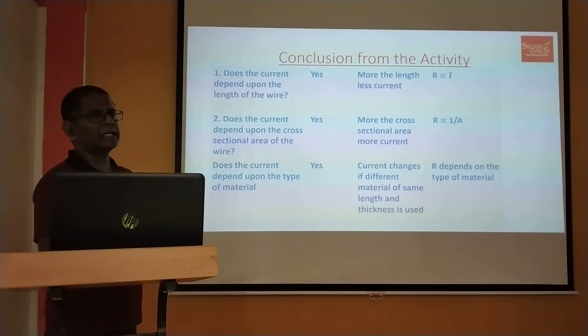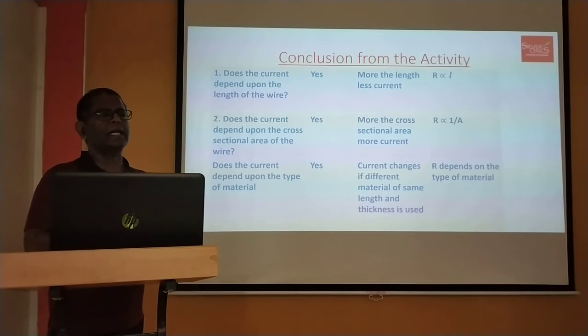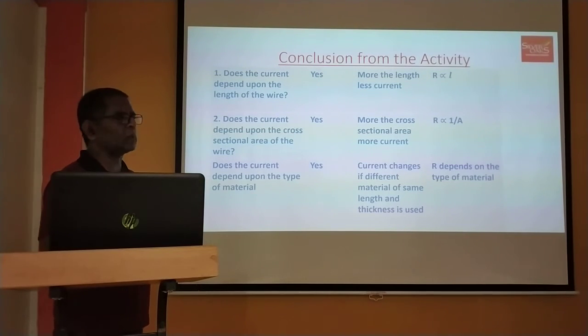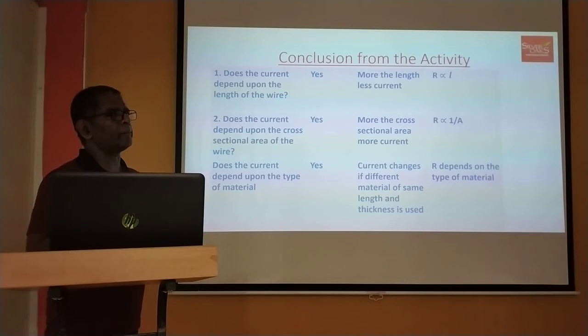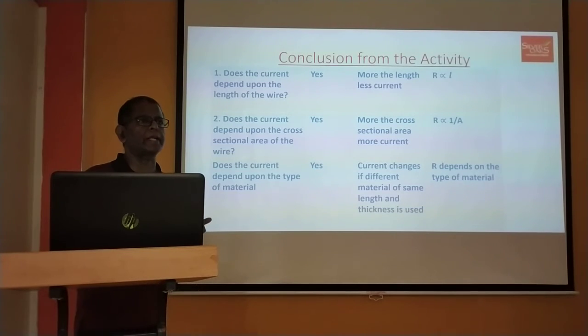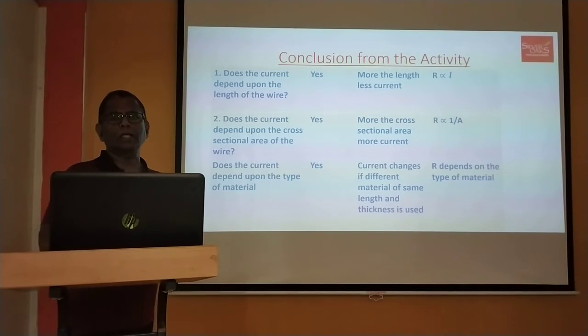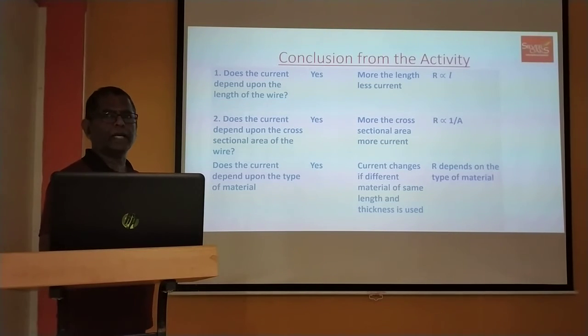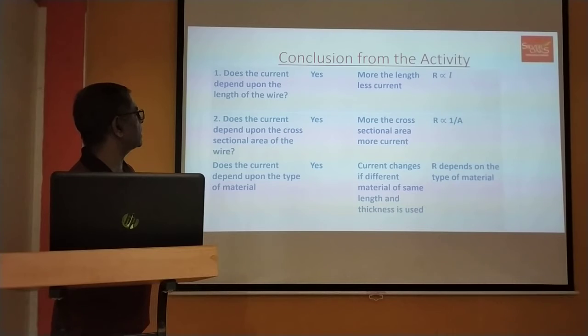So, how do you write it mathematically? We say R is inversely proportional to cross-sectional area, because the diameter is related to the cross-sectional area of a wire, it is pi r square, where r is the radius and d is the diameter. So if you double the diameter, the resistance will be half, if the cross-sectional area is doubled.